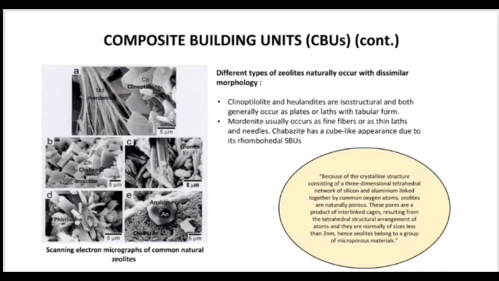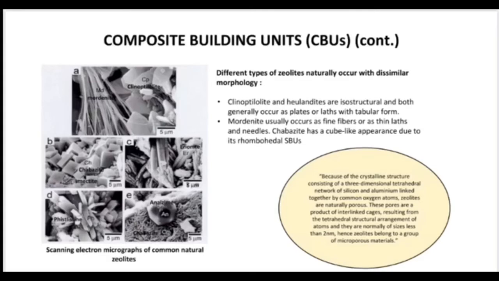As you can see from the figure, there are many examples such as clinoptilolite, mordenite, chabazite, and many more. So clinoptilolite and heulandite are isostructural, and both generally occur as plates or laths with tabular form. Mordenite usually occurs as fine fibers or as thin laths and needles. Chabazite has a cube-like appearance due to its rhombohedral secondary building units.